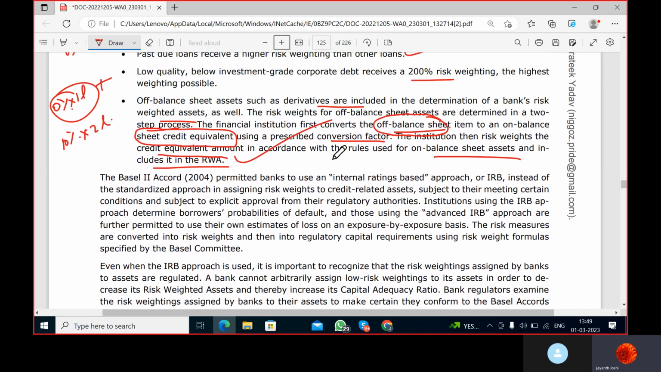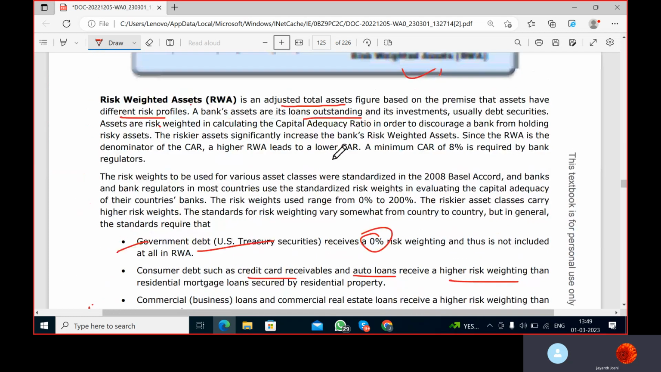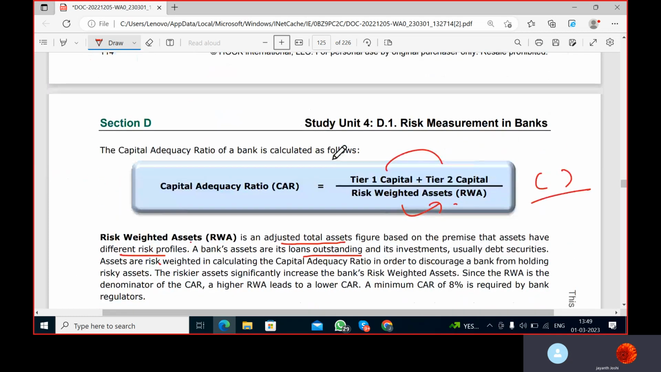So in this way you can find out the capital adequacy ratio. Okay, I'll see whether there's some practical question. If it is there, we'll solve one.